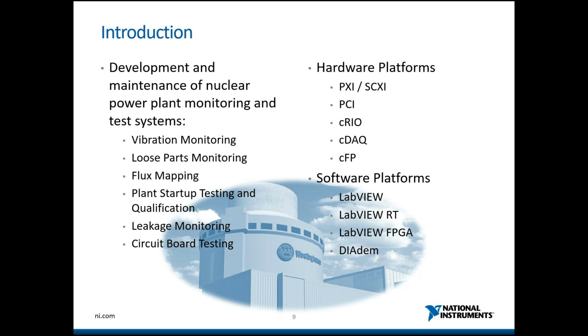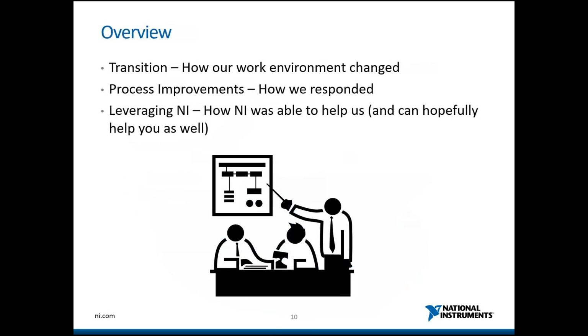That's just overall what we were doing at Westinghouse. So this presentation is really broken into 3 parts. There's the transition, which kind of explains how our work environment underwent this drastic change. And then there's a section on process improvements. So basically all the problems we ran into, how did we address them? What did we do to counter some of those issues?